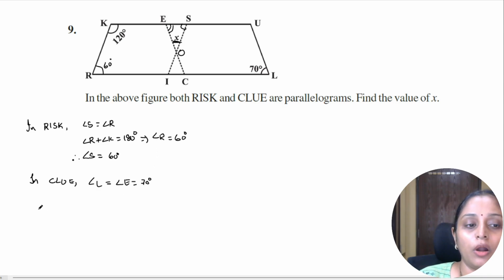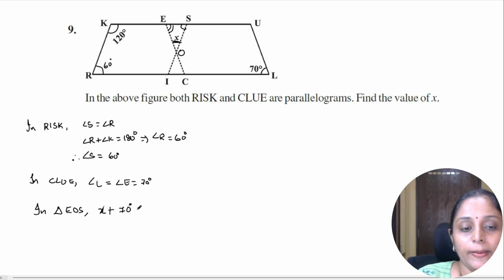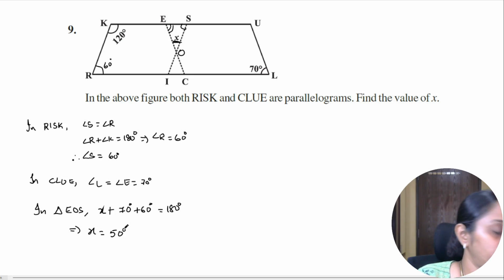So, I have got a triangle EOS, okay, where I know two angles. I can find the third angle, right? So, x plus 70 plus 60 is equal to 180 degrees, implies x is equal to 50 degrees. So, that is your ninth question, okay?